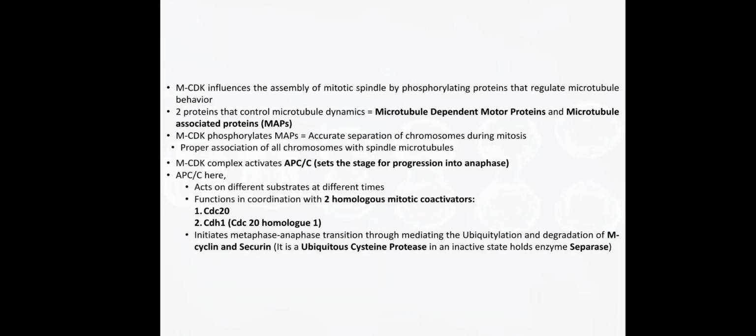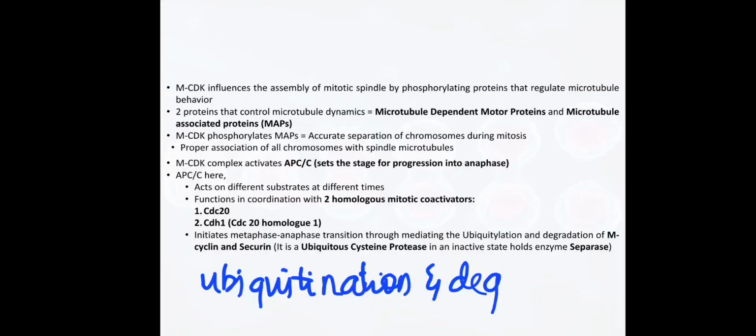Okay, APC-BARC initiates the metaphase anaphase transition through mediating ubiquitination and degradation of M-cyclin and securin. Okay, so this APC-BARC initiates metaphase anaphase transition through what? By mediating ubiquitination and degradation of M-cyclin and securin.